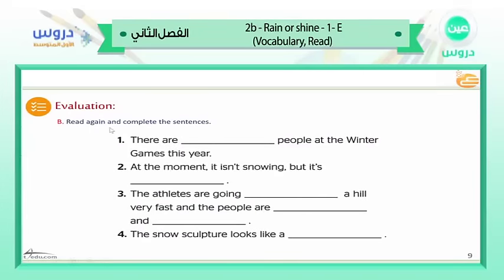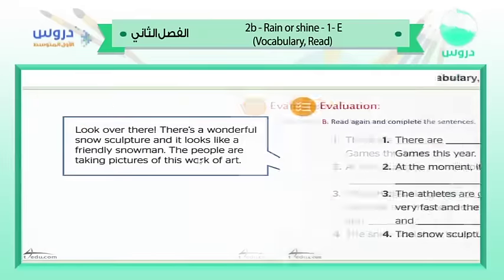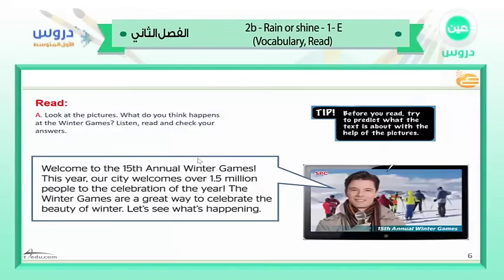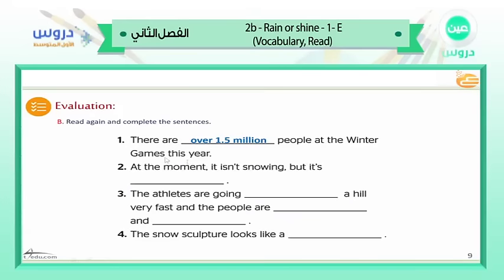Now we have an evaluation. Read again and complete the sentences. Number one, there are blank people at the Winter Games this year. So what do you think? How many people are there at the Winter Games this year? You want me to go back just to take a look? Okay, take a look. What do you think? Very nice. Over 1.5 million people. Okay. And this is people. Can you see it? This is the answer. Question number one. Very nice. Beautiful. So number one, there are over 1.5 million people at the Winter Games this year.